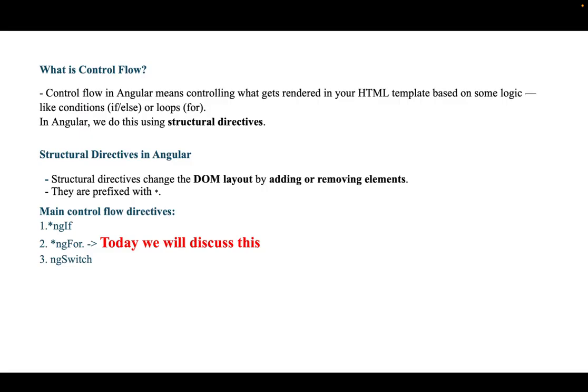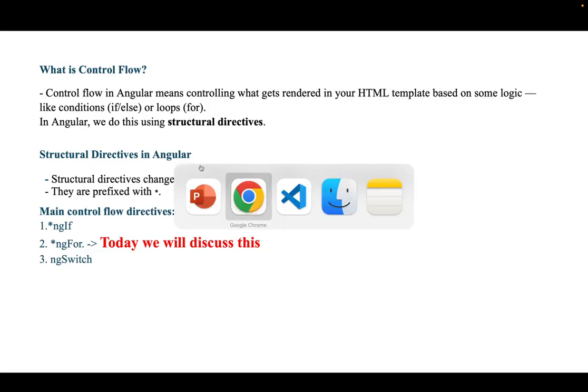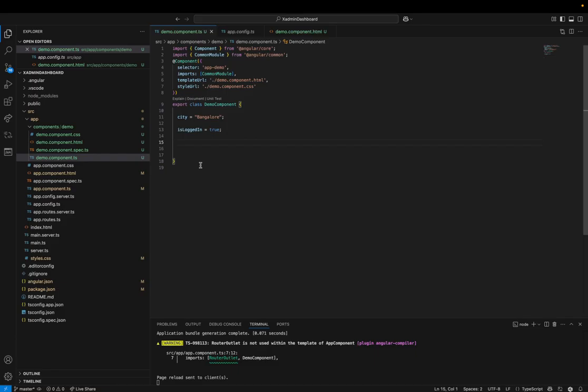Okay, so let's understand by checking the example, and let's see how we can implement this ngFor in our code. ngFor is used for looping over any list or array. So this is my demo component.ts. In this, first I will show you the basic list. We will try to iterate a very basic list.